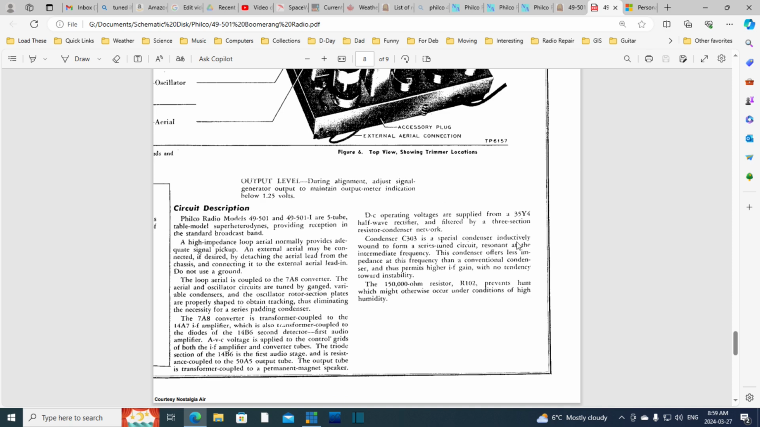Condenser 303 is a special condenser inductively wound to form a series tuned circuit resonant at the intermediate frequency. Now, this must be pretty challenging, making a capacitor that is that finely tuned. This condenser offers less impedance at this frequency than a conventional condenser and thus permits higher IF gain with no tendency towards instability. Instability, I think they're hinting at oscillation. Well, this isn't really telling us too much, is it? Nothing more than we already knew.